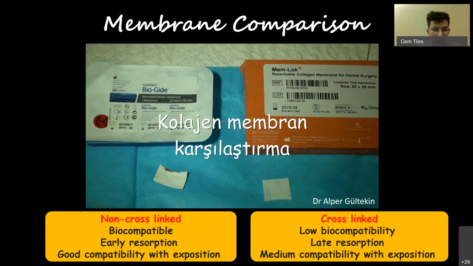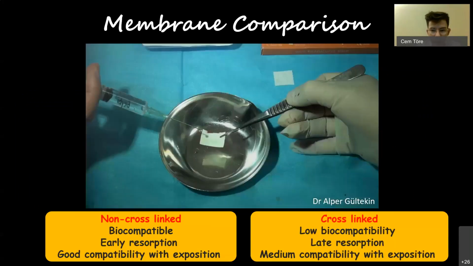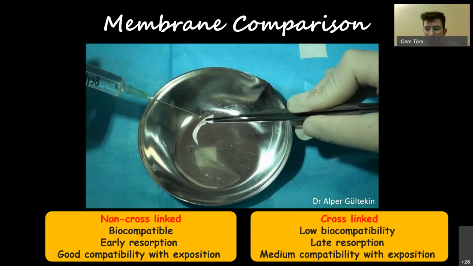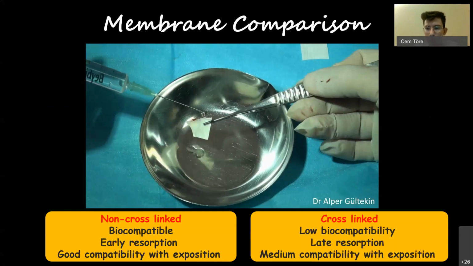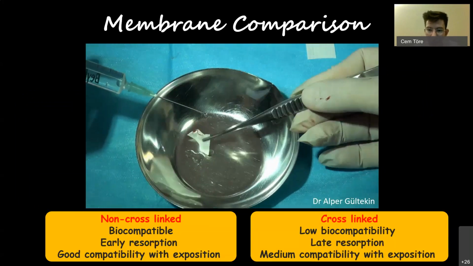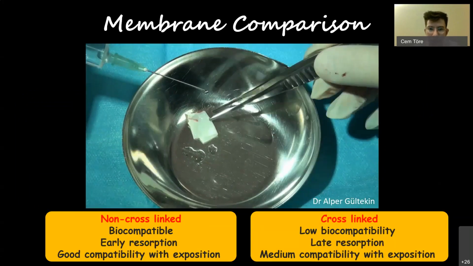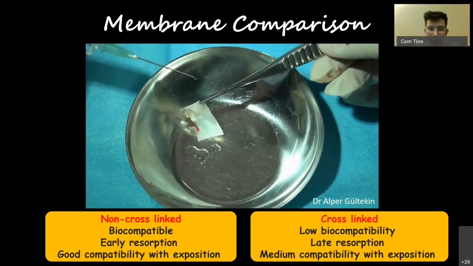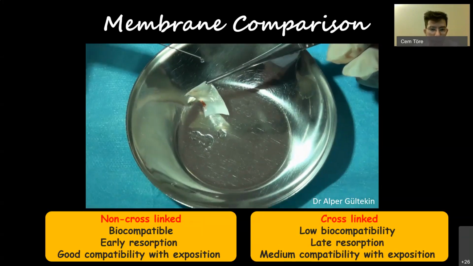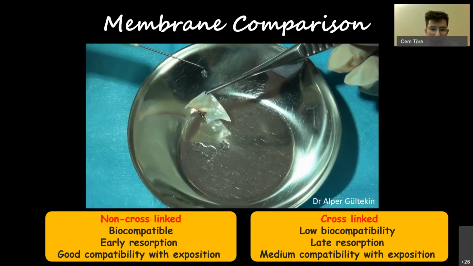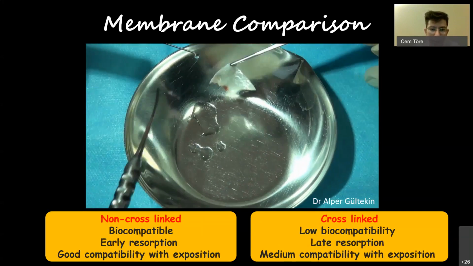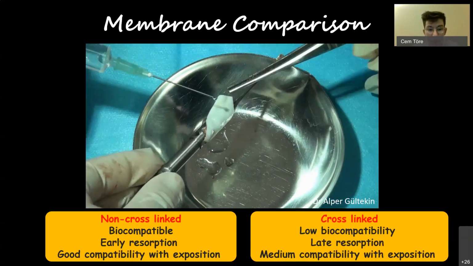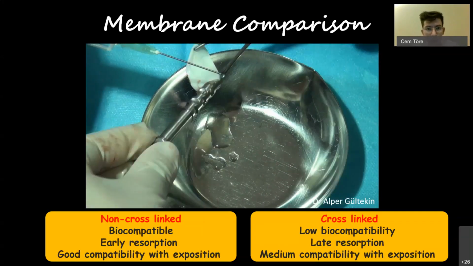We have, as we mentioned, two collagen membrane types, cross-linked and non-cross-linked. Cross-linked membranes are of somewhat lower biocompatibility. They resorb a bit later, and they are a bit difficult to use, a little bit. But non-cross-linked membranes are on the positive side. They resorb a little bit earlier, but they are very biocompatible to expositions. They are good in cases of expositions.